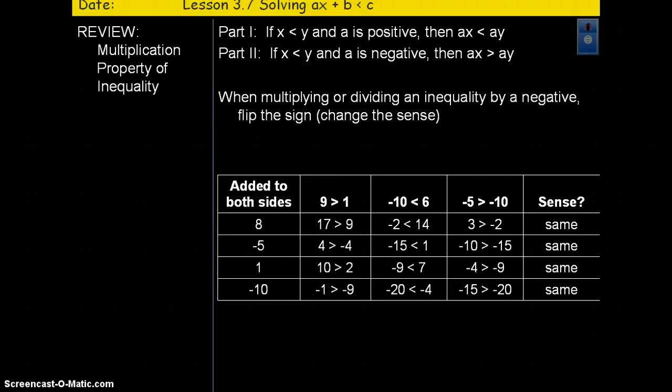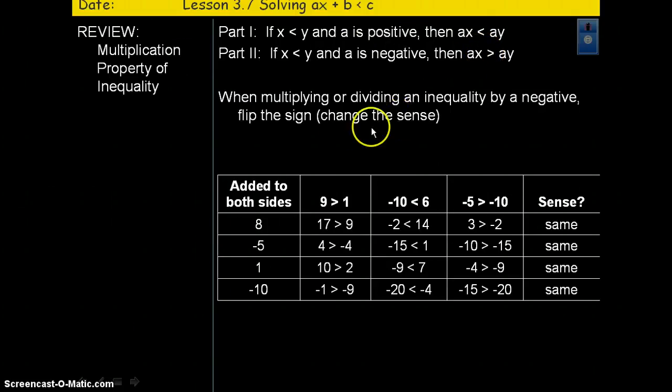This is a review. In our last lesson, we talked about properties of multiplication involving inequalities. We knew that we can multiply or divide both sides of an inequality by the same number. If that number that we are multiplying or dividing by is a positive, it will maintain the sense of the inequality. However, if it is a negative, then it will flip the inequality over.